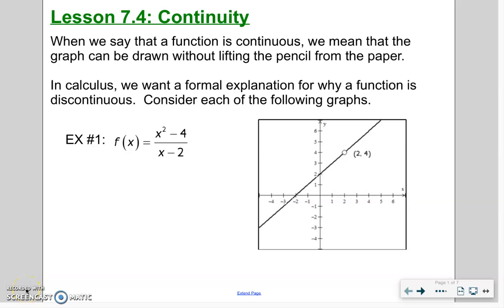Hey everybody! Today we're going to work on learning the definition of continuity as it pertains to calculus.